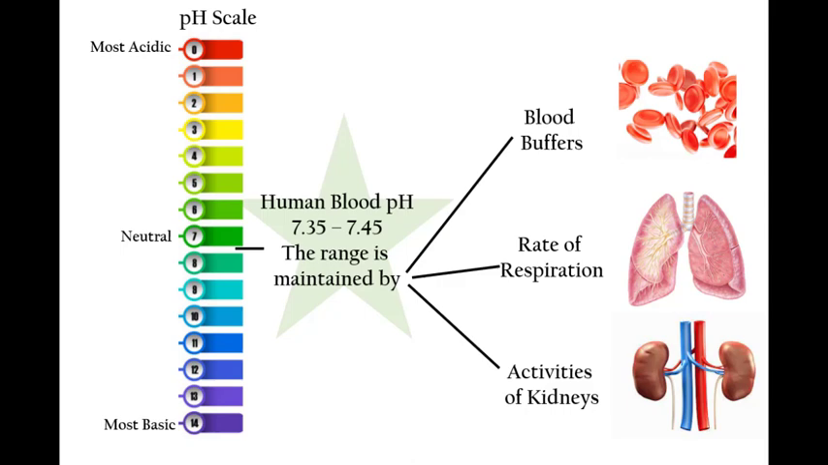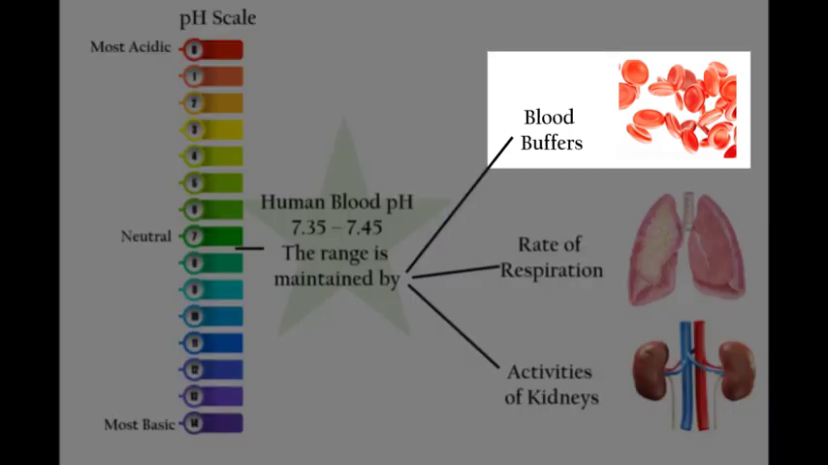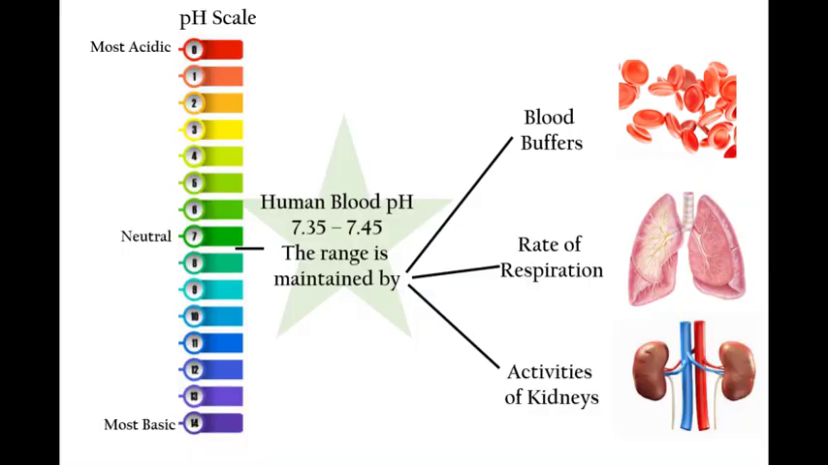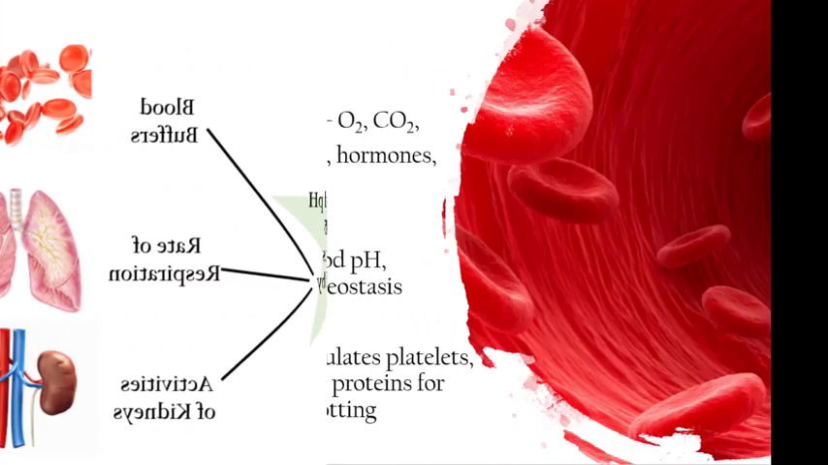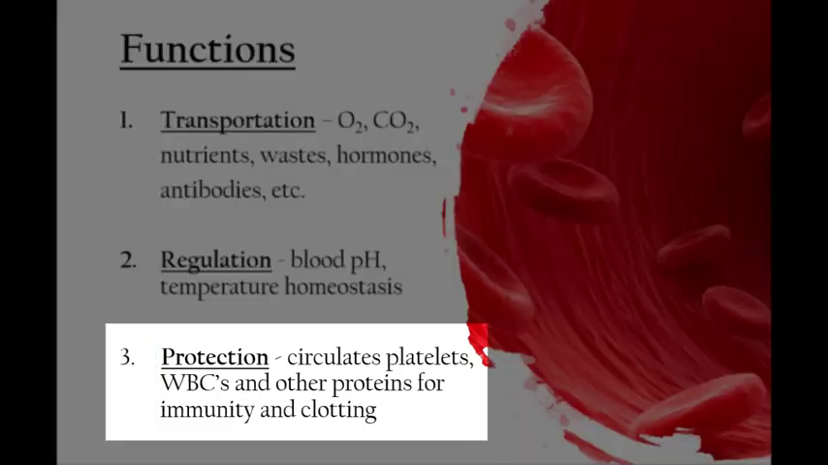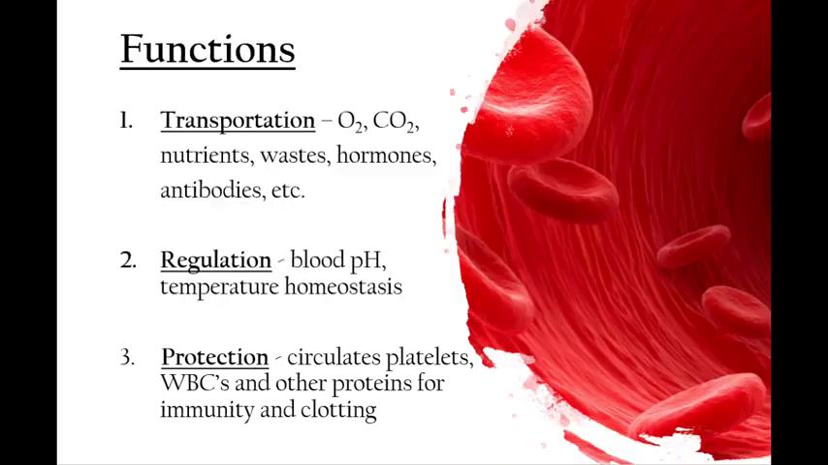In fact, we begin to have neurological symptoms when it swings not far outside that range. The blood pH is maintained by the blood buffers, which we mentioned, but also the rate of respiration and the urinary system. So you've probably guessed we'll be discussing blood pH a few times throughout the course. A third major function is protection. The blood circulates the white blood cells and the antibodies, which are essential for our immune system, but it also circulates the platelets and clotting factors, which protect us from uncontrolled bleeding.